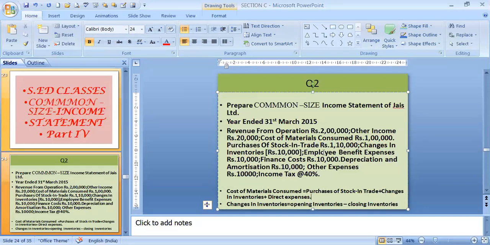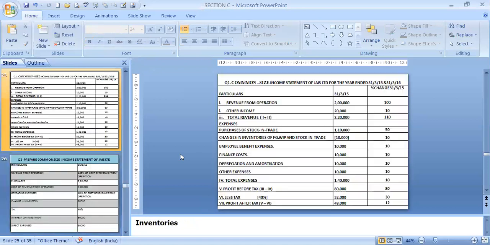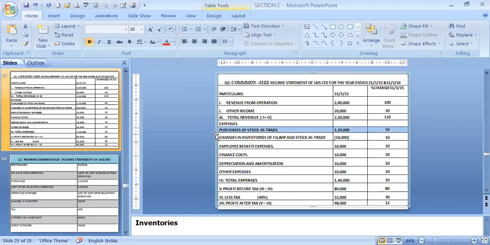1 lakh 10 minus 10 is 1 lakh, and cost of material consumed is also 1 lakh. We can take any one of the figures in our sum. And changes in inventory is opening minus closing. Here we have taken both purchase of stock and changes in inventory, so I have not taken cost of material consumed. If I had taken cost of material consumed, which I will show in the next sum, then I will not take purchase, changes in inventory, and direct expenses. In this sum, direct expenses is not there. So the figures which were given, we have written in a common size income statement format.